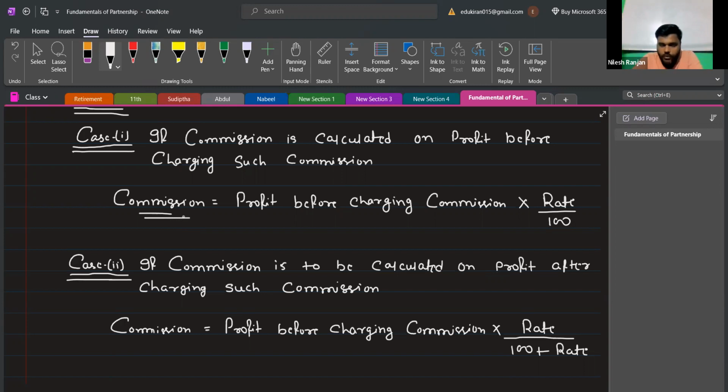Yes, sir. Okay. So after adjusting all the items, then you will calculate your commission, and the profit after adjusting all the items will be taken for calculation of commission. Okay. So profit before charging commission into rate by 100, if it is said that we have to take profit before charging such commission. Okay. But what if we have to take profit after charging such commission?